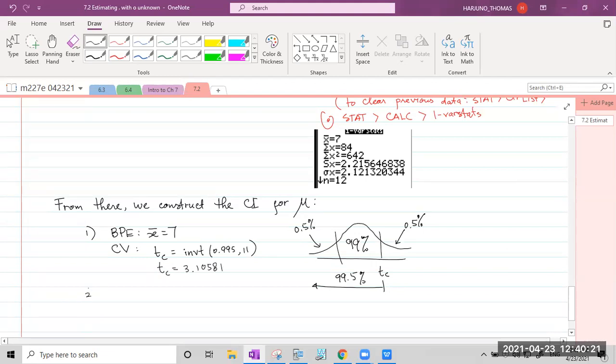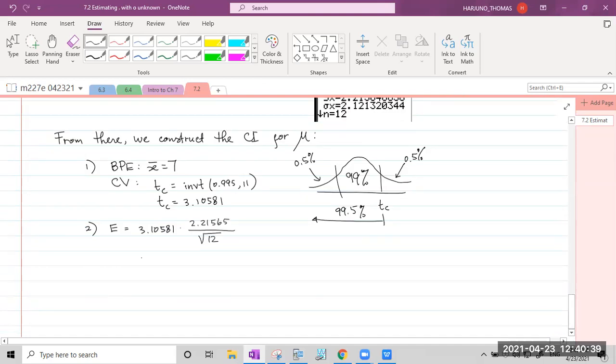3.10581. So second step, margin of error: 3.10581 times 2.21565 over square root of 12. That's the margin of error, 1.98649.